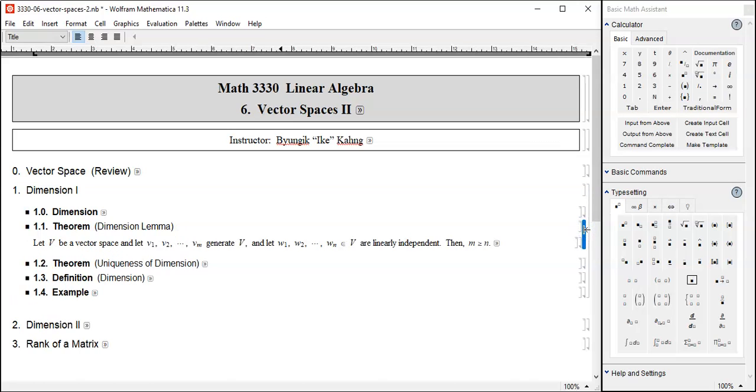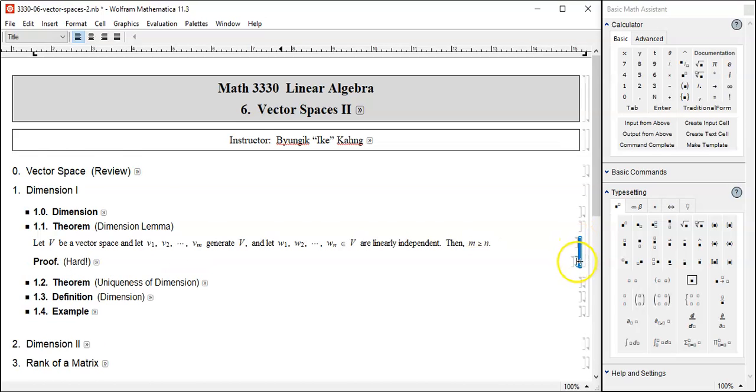Let capital V be a vector space and let V1, V2, V3 all the way to Vm generate the vector space V. And W1, W2, W3 all the way to Wn are linearly independent. Then m is greater than or equal to n. Generators tend to be more. Linearly independent tend to be less. Okay, let's begin.